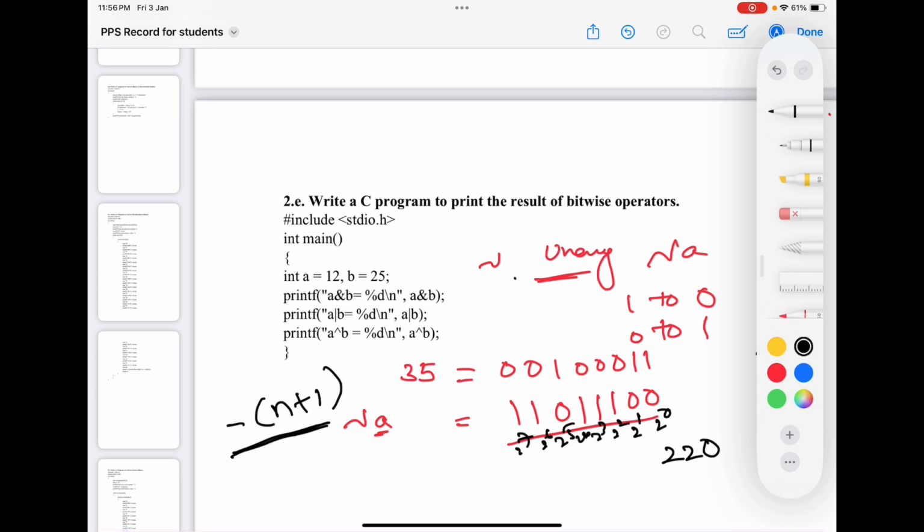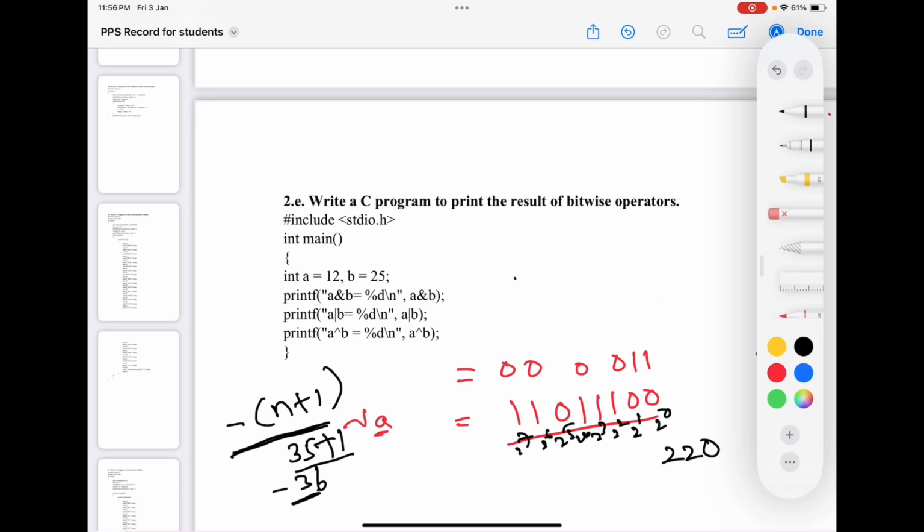So n value is what? 35 plus 1. 35 minus 36. So if you see the value of minus 36, the same value you will get, which is 220 in decimal. So this is actually the unary operator, or else the negation, or else the bitwise complement operator. Now we'll see about left shift and right shift.